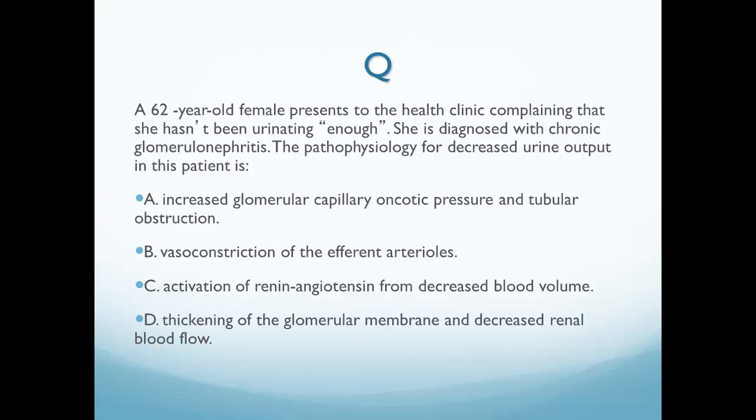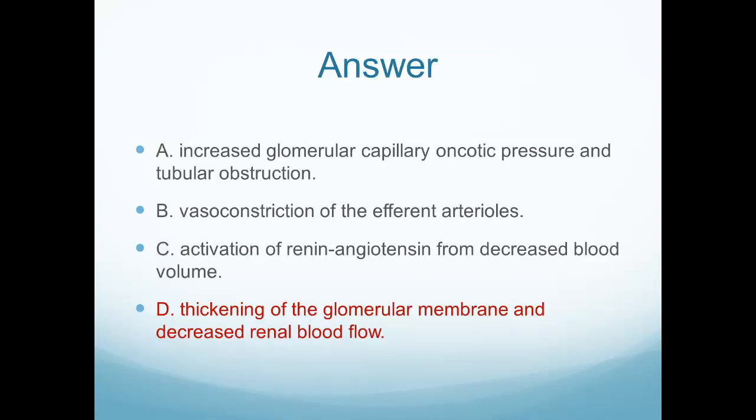We have a 62-year-old female who presents to the health clinic complaining that she hasn't been urinating enough. She is diagnosed with chronic glomerulonephritis. The pathophysiology for decreased urine output in this patient is... And if you said D, thickening of the glomerular membrane and decreased renal blood flow, then you would be correct.